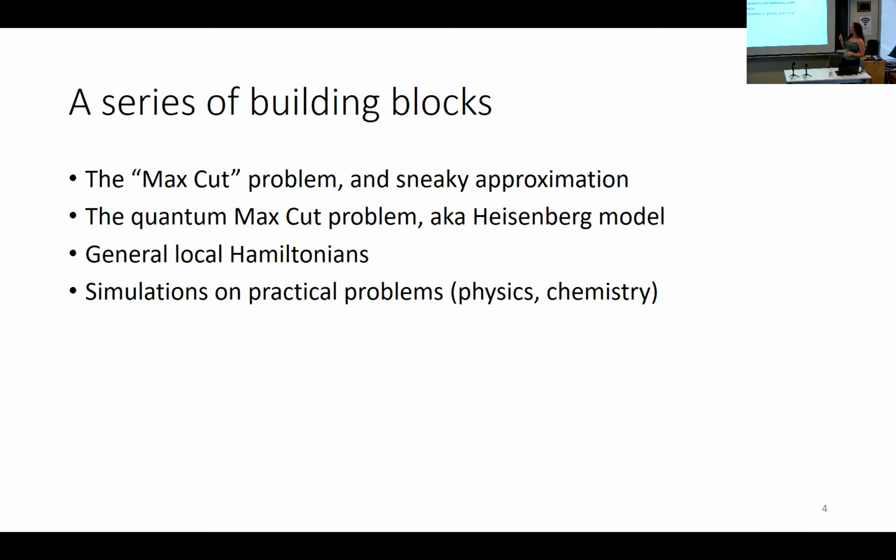Right. Okay, so I'm going to start out by talking about the max cut problem, which maybe some of you have heard of. That's a classical constraint satisfaction problem, but it gives us the flavor of the strategy. And then I'll talk a lot about my work on the quantum version of that problem. This is also known as the Heisenberg model. And then I'll very briefly talk about my work with more general local Hamiltonians and applying this work to practical physics and chemistry problems.